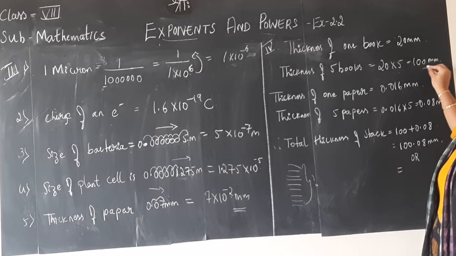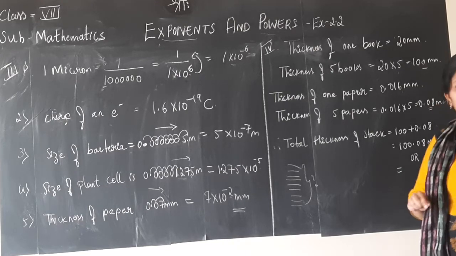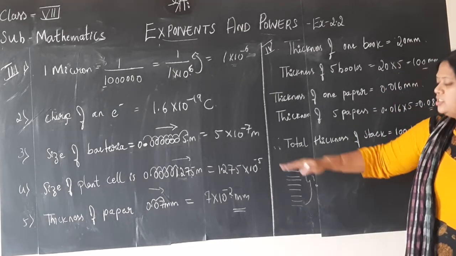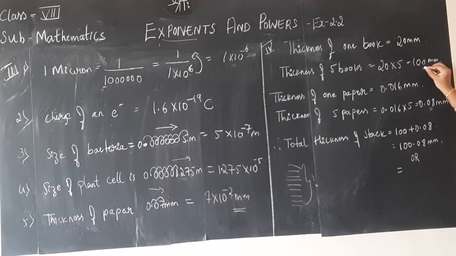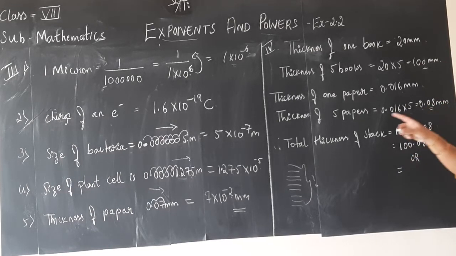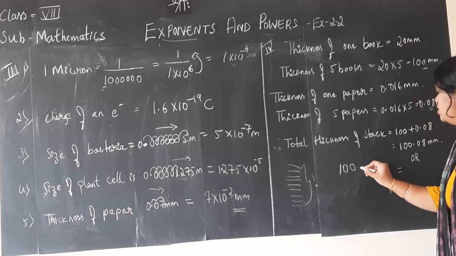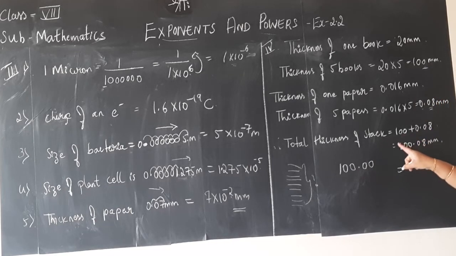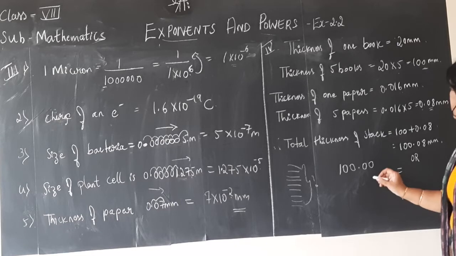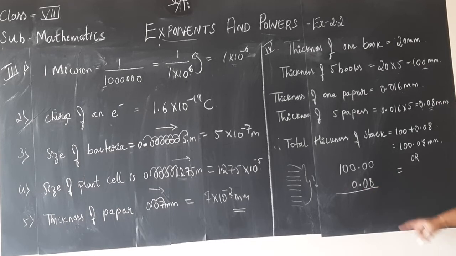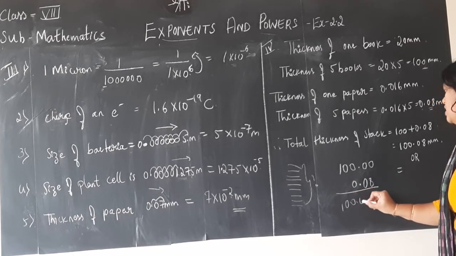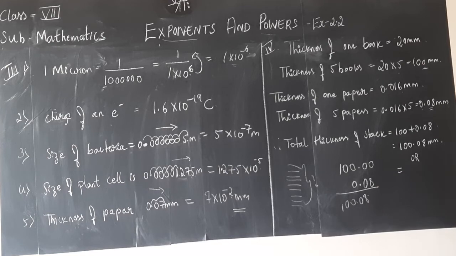So total thickness of the books plus total thickness of the sheets, when you add them together, you get the total stack thickness. So total thickness of the stack is this 100 millimeter, the thickness of 5 books, plus 0.08 millimeter, the thickness of 5 papers. When you add, it is simple, you know this type of addition, no children? When you add a whole number and a decimal number, the decimal point should remain in place. You should not shift. So 100 plus 0.08 is clearly 100.08 millimeter. That is what I have written.